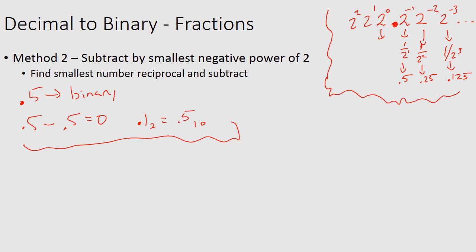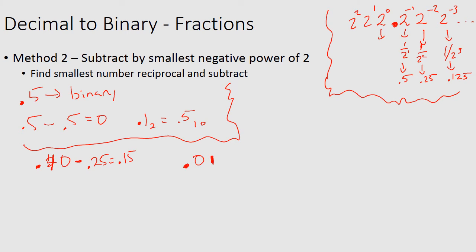However, if we have a number that is not so nice, let's say 0.40. Since 0.40 does not subtract well with 0.5, we're going to add a 0, because there are no 0.5s in 0.4, and then we can subtract a 0.25. So 0.4 minus 0.25 is equal to 0.15.